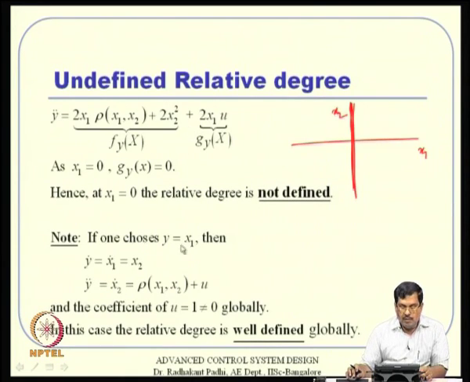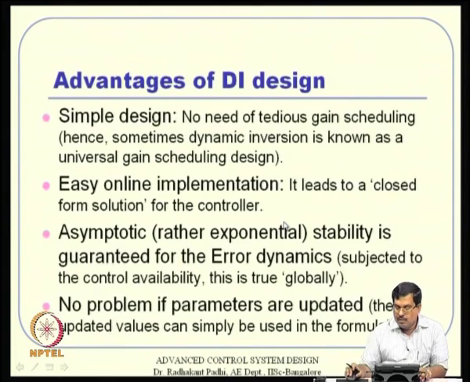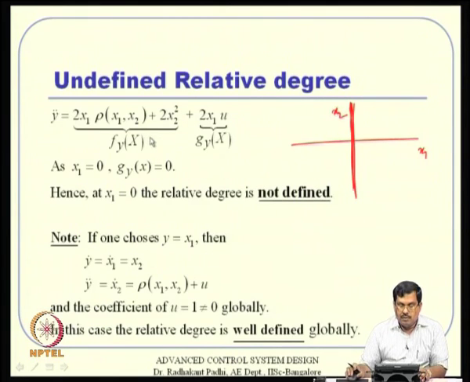Okay. So, what if you select x 1 instead of x 1 square, then obviously y dot is x 1 dot which is x 2, and y double dot is x 2 dot, okay, which is like that. So, the coefficient of u is 1 now, it is not an expression really, it is just 1, and obviously 1 is not equal to 0, and that is true globally, and hence this relative degree is well defined globally actually. Okay. So, when relative degrees are well defined, then obviously you can discuss that dynamic inversion is possible actually. Okay.